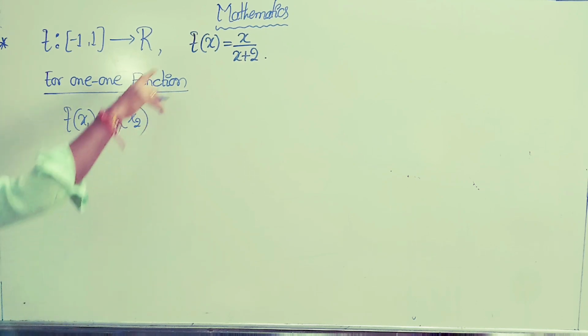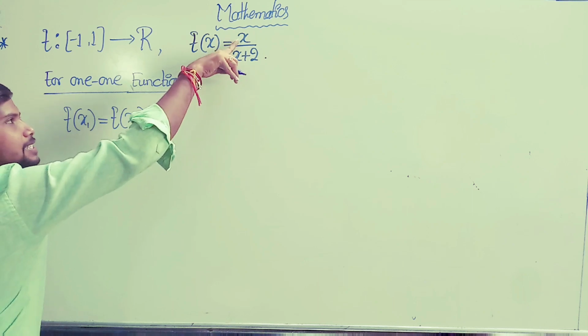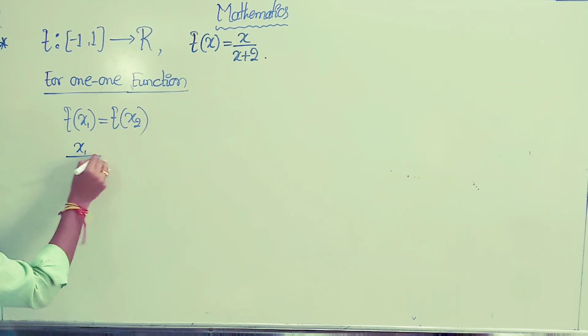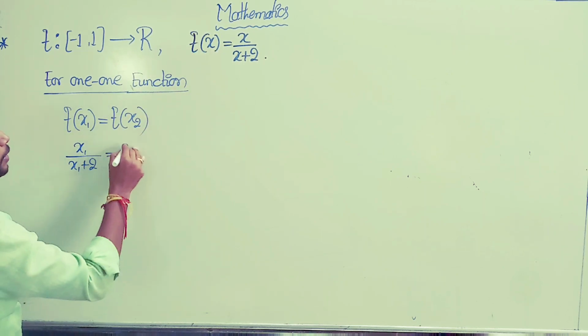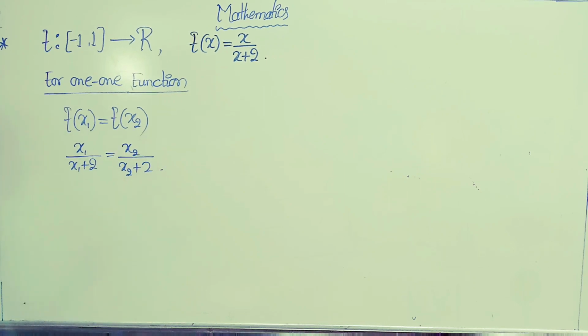Got it? f of x is equal to x divided by x plus 2. What is f of z? z divided by z plus 2. f of x1 is x1 divided by x1 plus 2. What is f of x2? x2 divided by x2 plus 2. Got the point clearly?